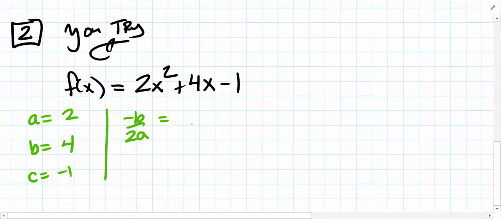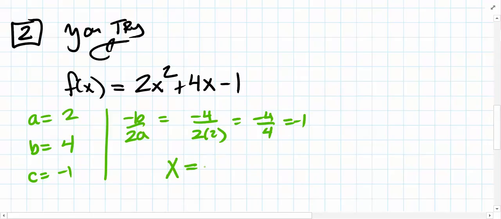So I'm getting that this is going to be what? -4 over 2 times 2, which is -4 over 4, which is -1. So therefore, x equals -1 is our axis of symmetry. Very good. And then I want to take a look at the vertex.